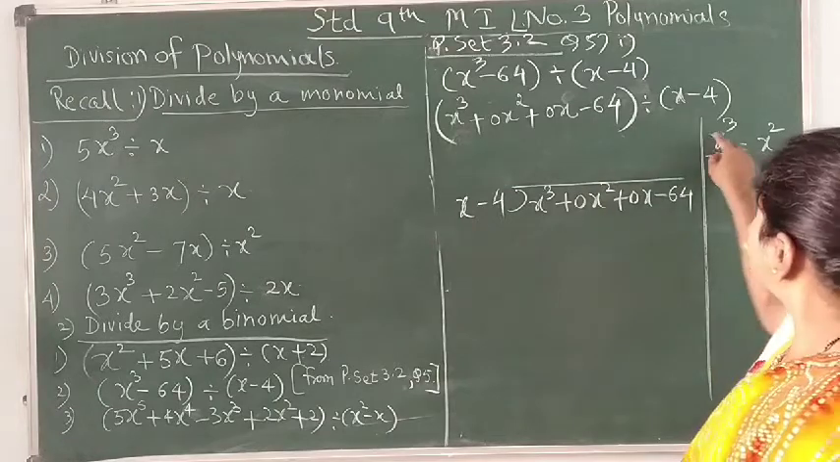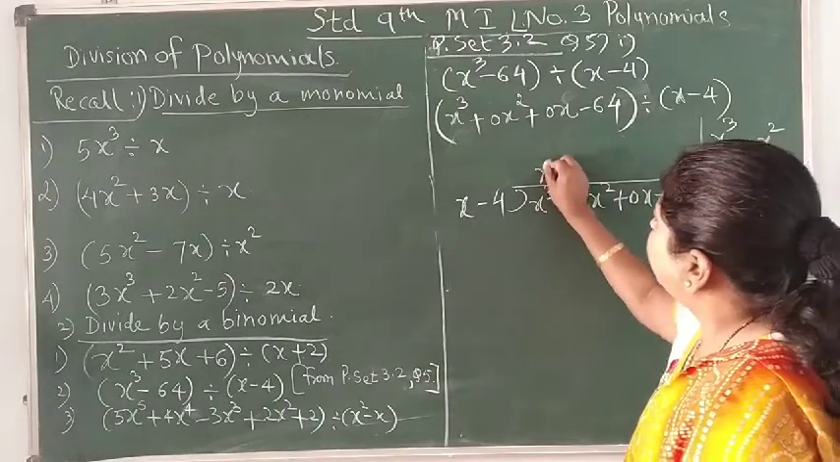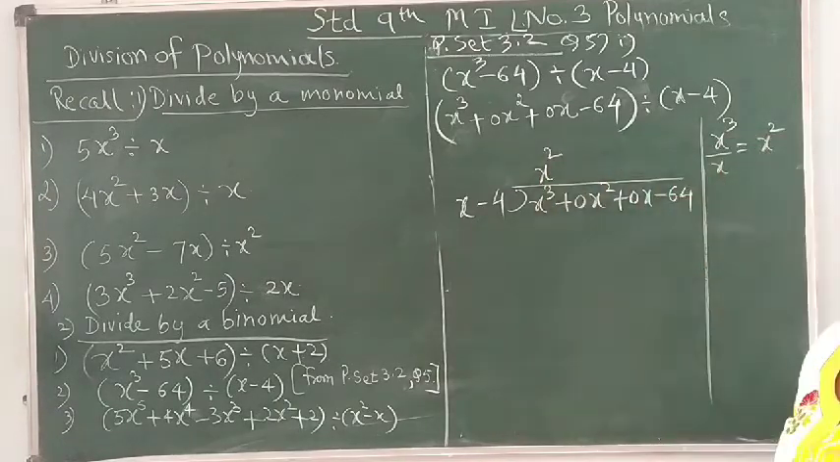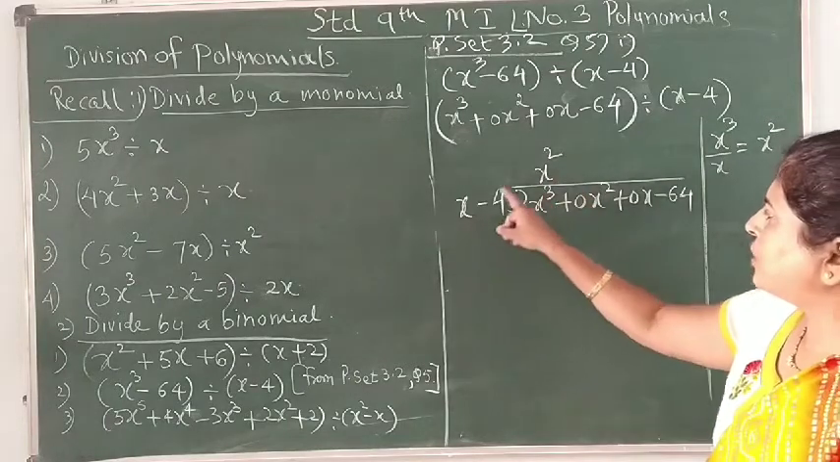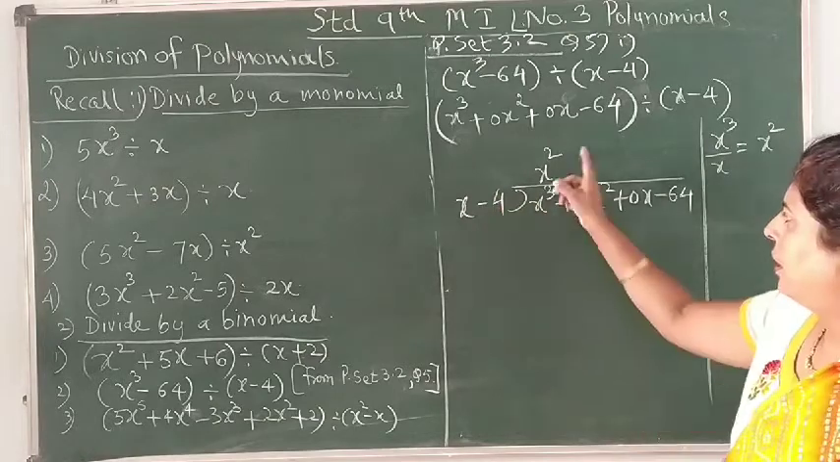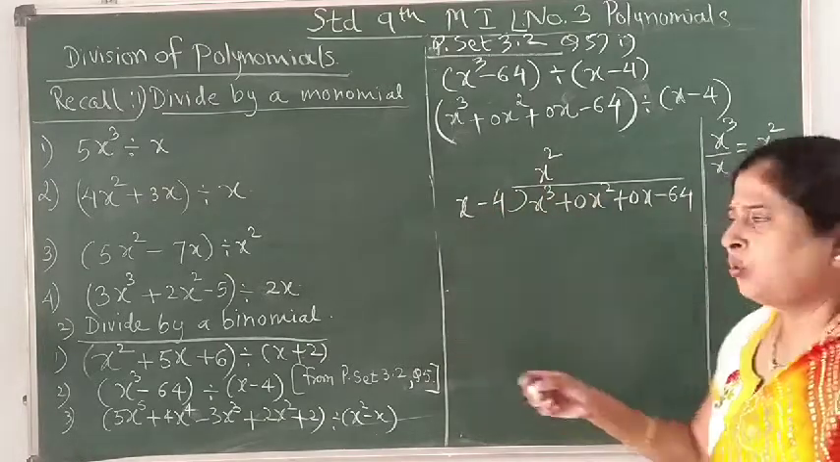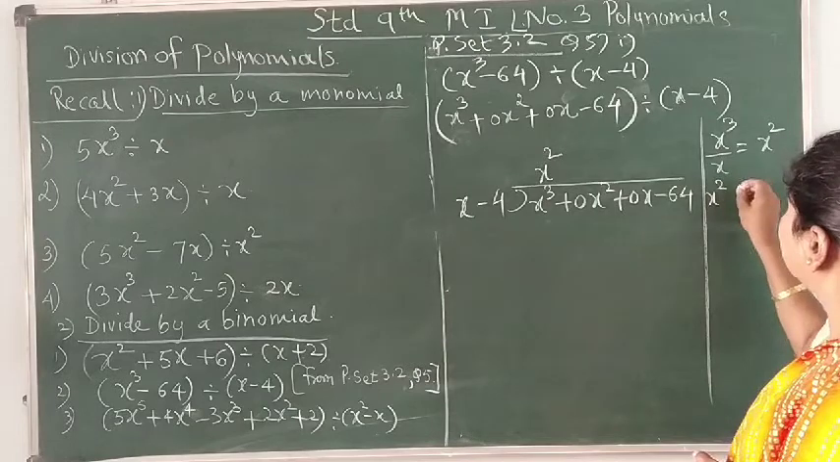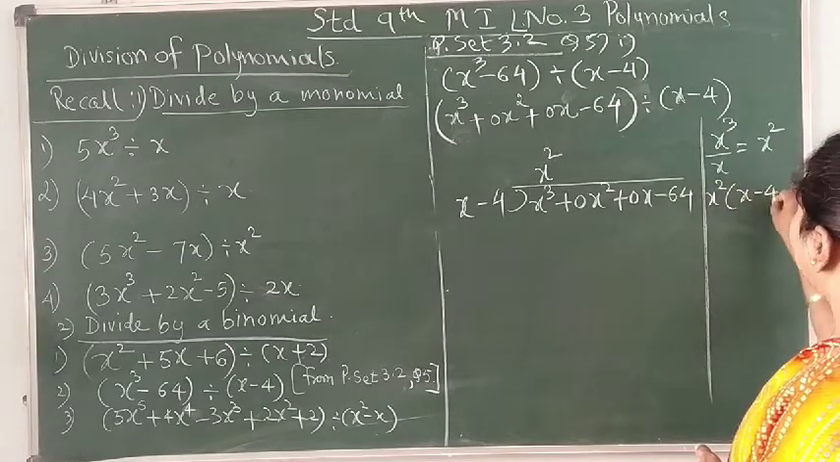So x cube divided by x, you will get x square. So x square you have written in the quotient. Now x square should be multiplied by x as well as multiplied by minus 4. Again, if you can go directly, you can. Otherwise, you can just write it down here and then copy this product.